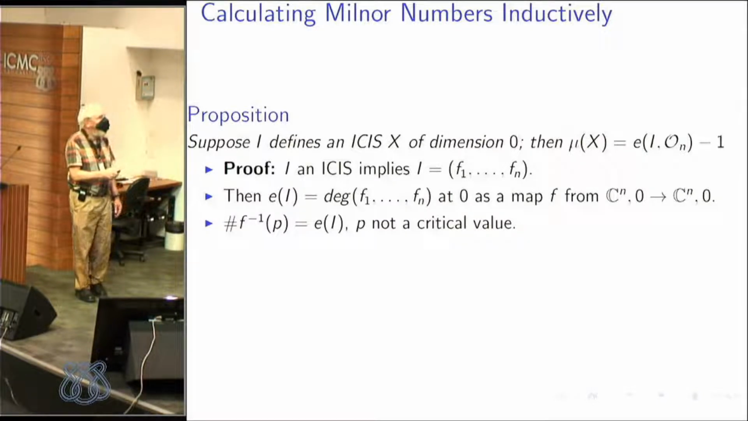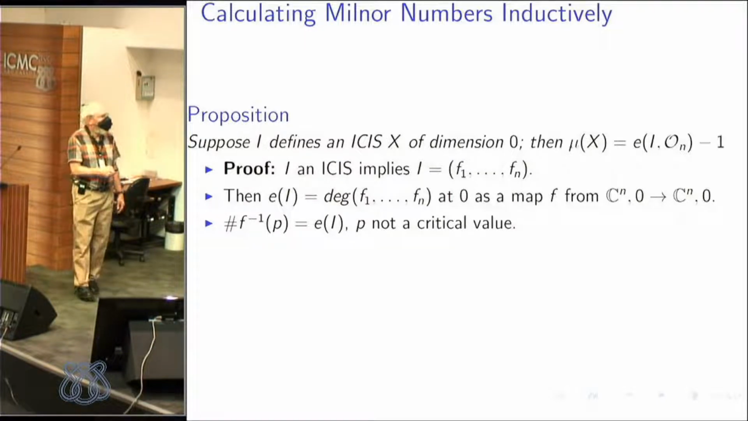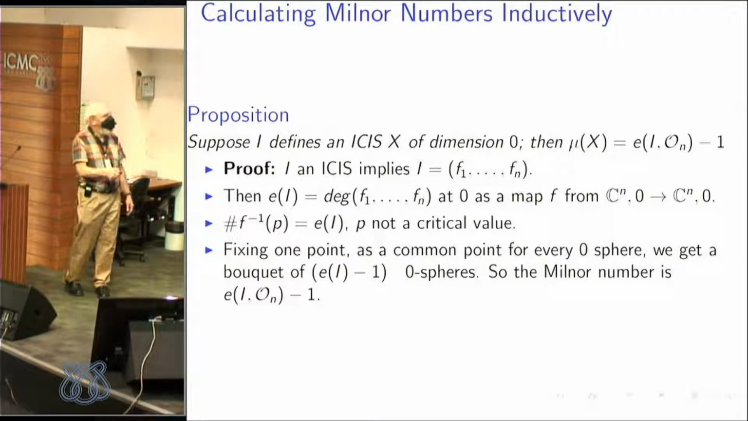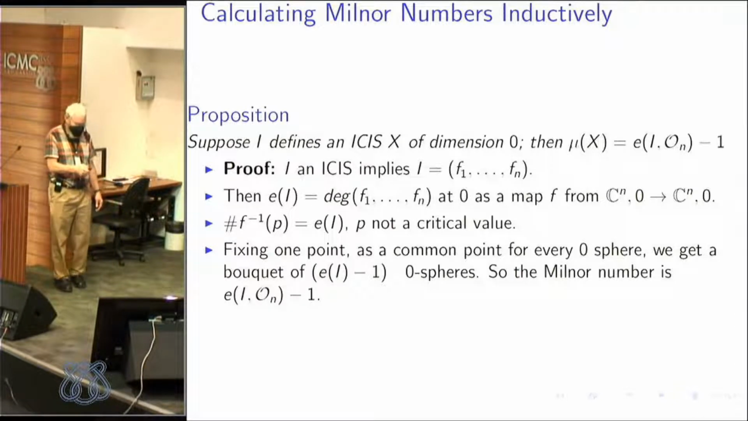The number of points that are not a critical value is the multiplicity of I. So if we fix a common point, so we have a common point for every zero sphere, we had p points altogether, but we're going to get one less because we've fixed one of our points, and then we get e_i minus 1 zero spheres. So the Milnor number is the multiplicity of I minus 1.